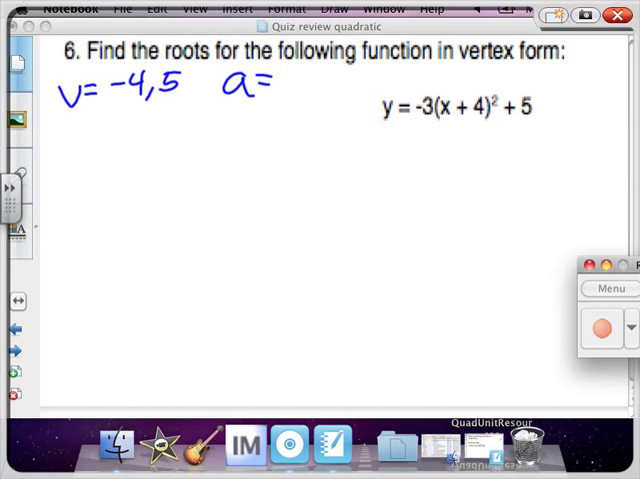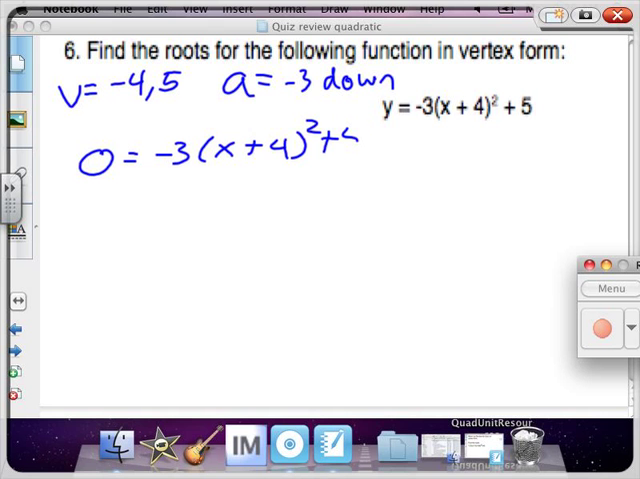Can somebody raise their hand and tell me what the A value is and whether it goes up or down? Please raise your hand. Derek. Negative 3, and that means it goes down. So we've done step 1 and 2. Can somebody raise their hand and tell me what step 3 is? Before that, even. I got to set it equal to 0. Because if you try to subtract 5 from y, it's not going to work. So Star told us the second step, which is subtract 5 from both sides. So we get negative 5 minus 3 times x plus 4 squared.